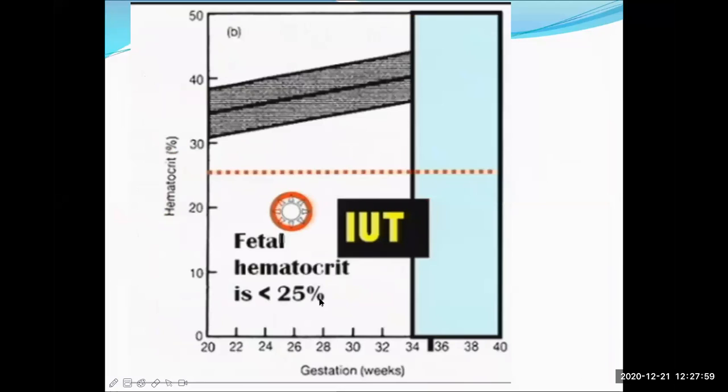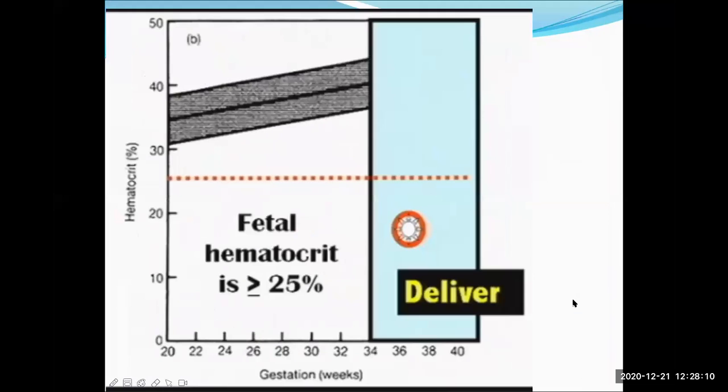If fetal hematocrit is less than 25%, go for intrauterine transfusion if the baby is less than 34 weeks. If the fetal hematocrit is more than or equal to 25%, or more than 34 weeks, or even if the fetal hematocrit is less than 25% but more than 34 weeks, we need to go for the delivery. Both conditions, we don't wait now. This is a risky case, because further hemolysis can also occur. So why take a chance? Deliver the baby and manage accordingly.